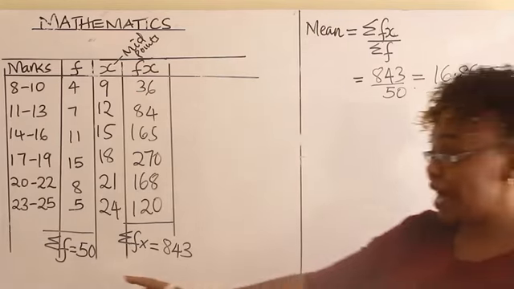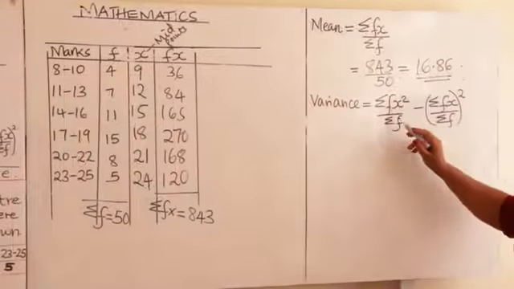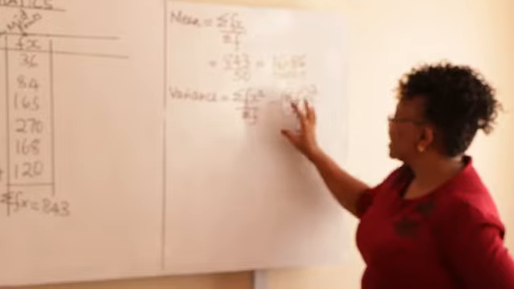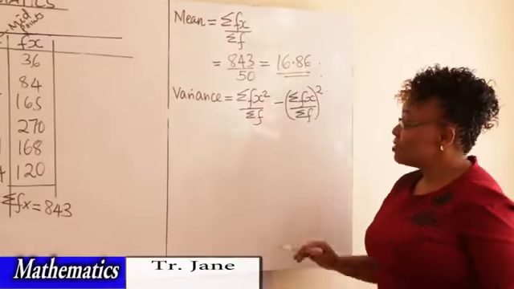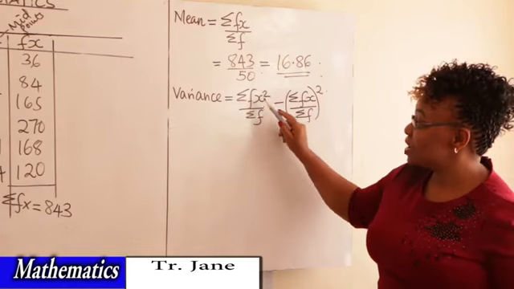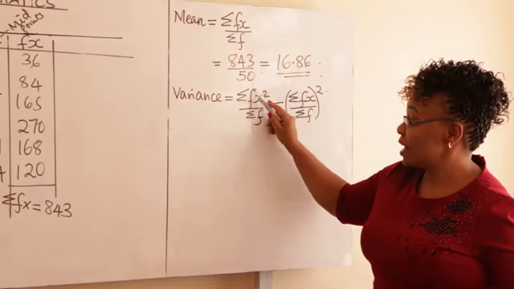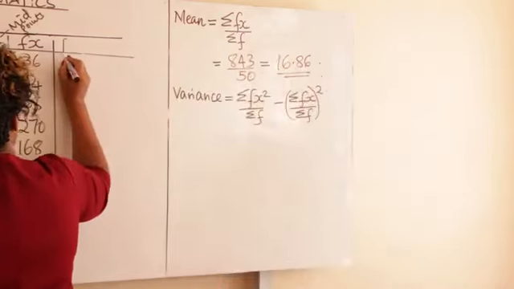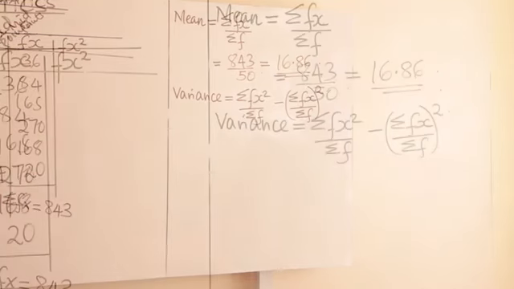We go to variance. How do you find variance? Variance is given by sum of fx squared over sum of f, minus the mean squared, the mean that you got, squared. And therefore, learner, if you look at this, we need a column for fx squared. So we come to our table, learner, and we add a column for fx squared.